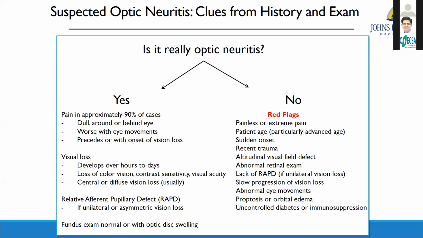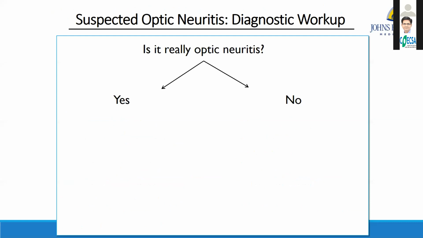So if it's painless or there is very extreme pain, if the patient has particularly advanced age, if it is very acute onset, like a hyperacute onset that might suggest more of an ischemic lesion, if there's been recent trauma, if there's an altitudinal visual field defect or an abnormal retinal exam, if there's unilateral vision loss without an afferent pupillary defect, if eye movements are abnormal, if there's proptosis, or if someone is immunosuppressed or has poorly controlled diabetes, and these are all red flags that this may not be optic neuritis.